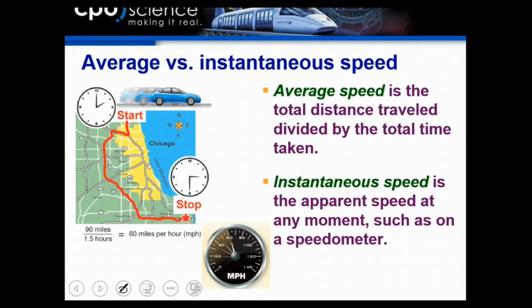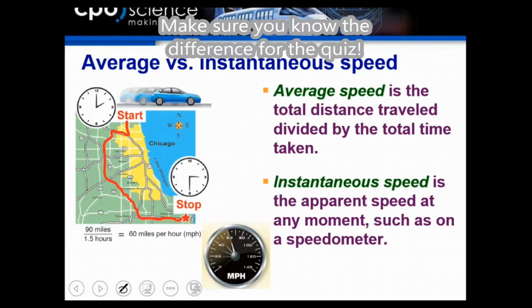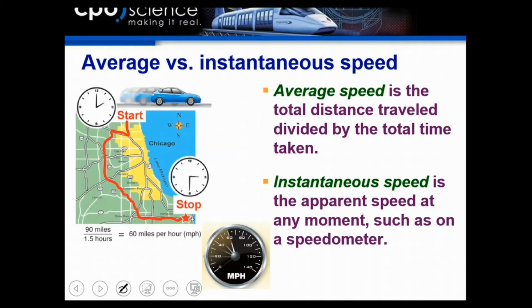If a police officer has a radar gun and they use that to see what speed you're going, that's instantaneous speed. If you use your cruise control in your car, that's going to be average speed. If you set it for 65 on the interstate, that's going to be the average speed you're going to go. You might go a little slower than that when you're going up a hill, or a little faster than that when you're going down a hill, but that'll be your average speed.